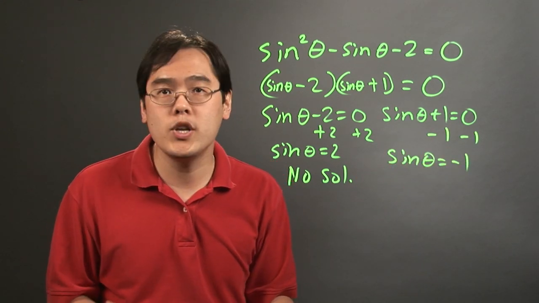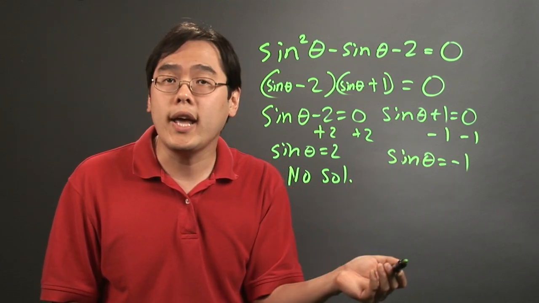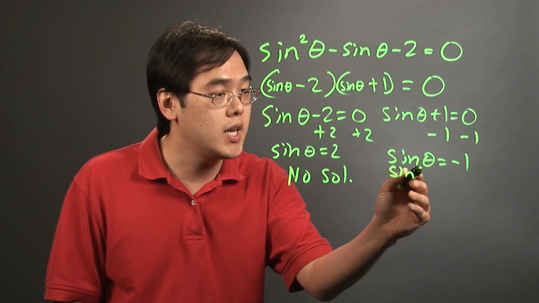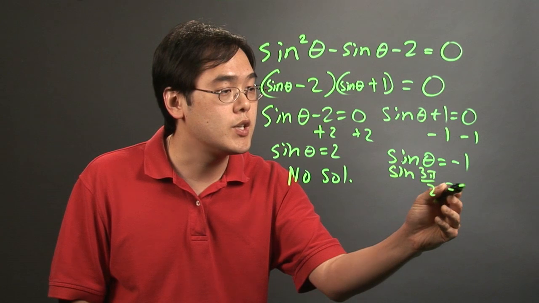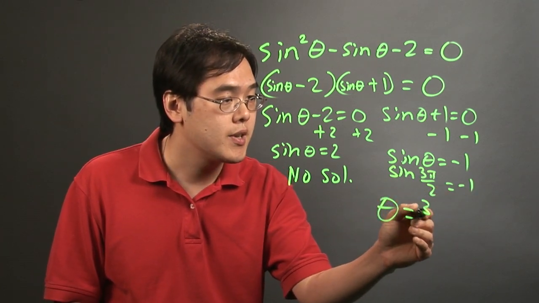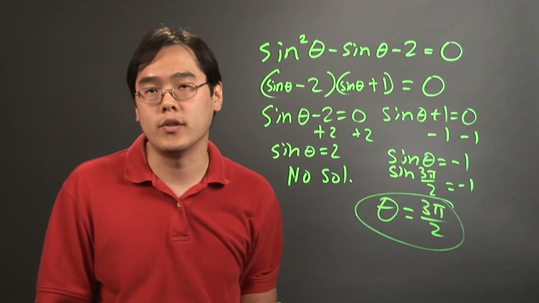Now, at this particular point, you want to think about sine of what angle is going to give you negative 1. The only angle that's going to work there is 3 pi over 2, because you know sine of 3 pi over 2 is equal to negative 1. So as a result, the answer is theta is equal to 3 pi over 2, and that's the only solution we have in this particular equation.